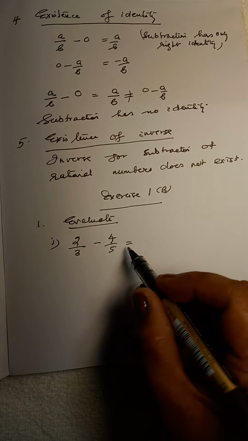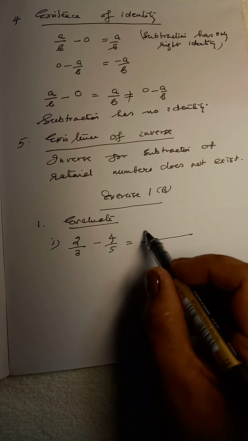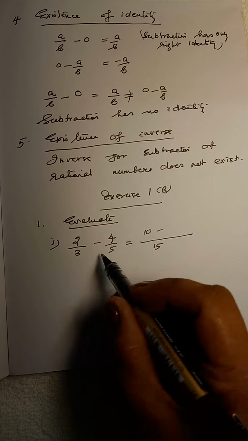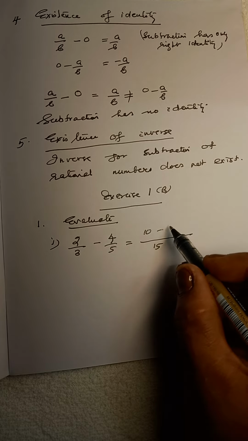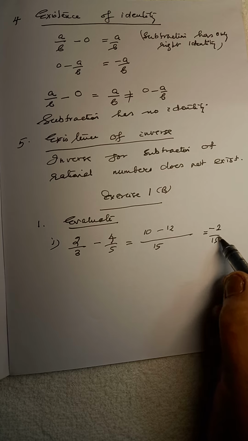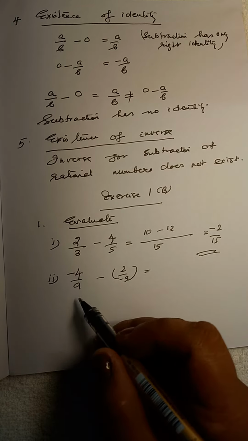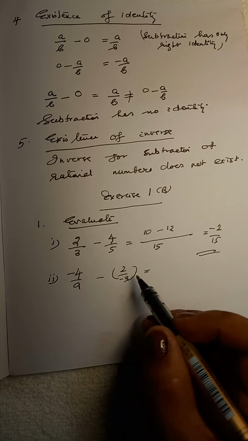Here the LCM of 3 and 5 is 15. So 15 by 3 is 5 into 2 is 10 minus 15 by 5 is 3, 3 into 4 is 12. So the answer is minus 2 by 15. Now the second question is minus 4 by 9 minus 2 by minus 3.